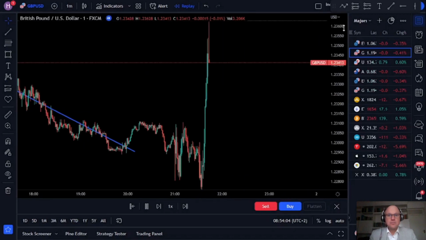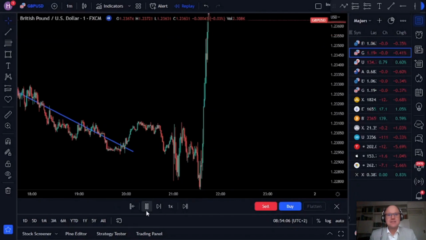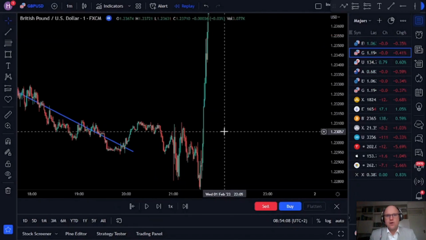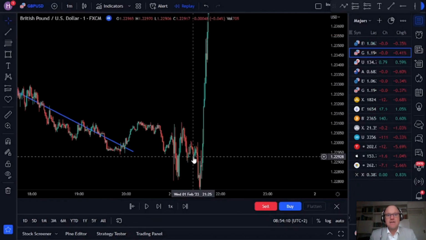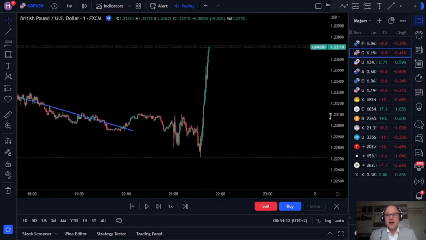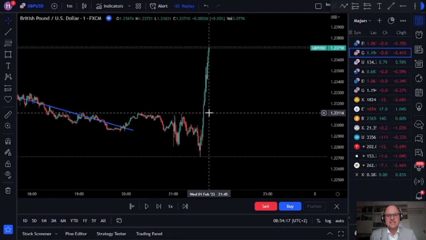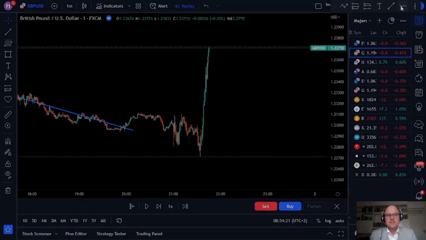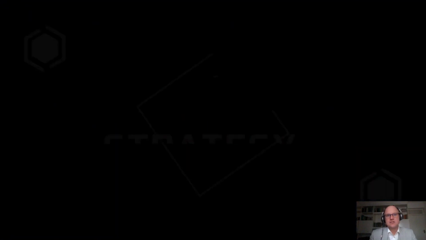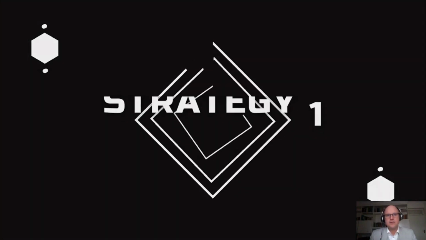From the breakout point to the top, we're looking at about 600 points or a 60 pip run in a few minutes. I hope this shows you how dangerous it would have been if you were still in the sell trade without a stop loss. What this means is this is going to take us to strategy number 1.